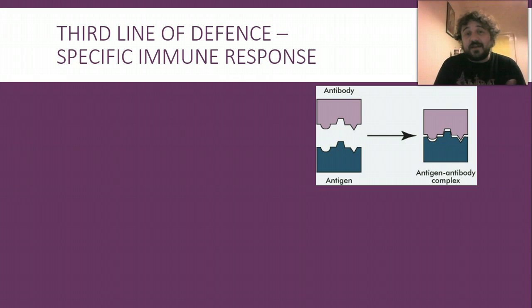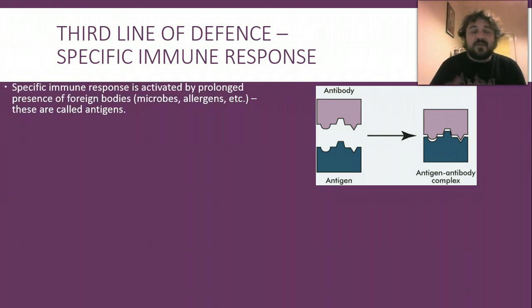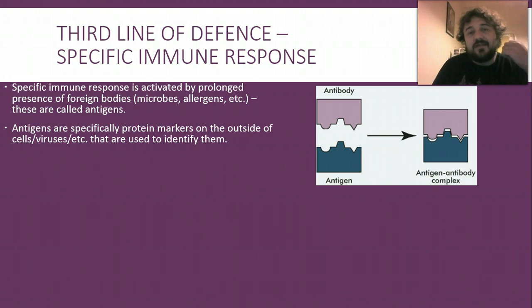Okay, so the third line of defense is the specific immune response. All right, so the specific immune response, and we're going to go into this in more detail in the next video, is activated by a prolonged presence of foreign bodies. So the non-specific immune response has not been able to kill off whatever it is that's making you sick, and these are called antigens. All right. So what an antigen actually is, is a protein marker on the outside of the cell, virus, whatever, that is used to identify them. Every cell has proteins on it that can be used to identify it.